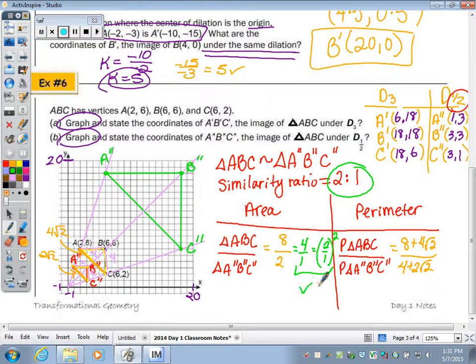Yes. Now, you may struggle in reducing the ratio of the perimeters, but if you pull out a GCF for 8 and 4, this becomes 4 times 2 plus radical 2, and this becomes 2 times 2 plus radical 2, and those could cancel, and then 4 over 2 reduces to 2 to 1. Does that equal the similarity ratio 2 to 1? It does.